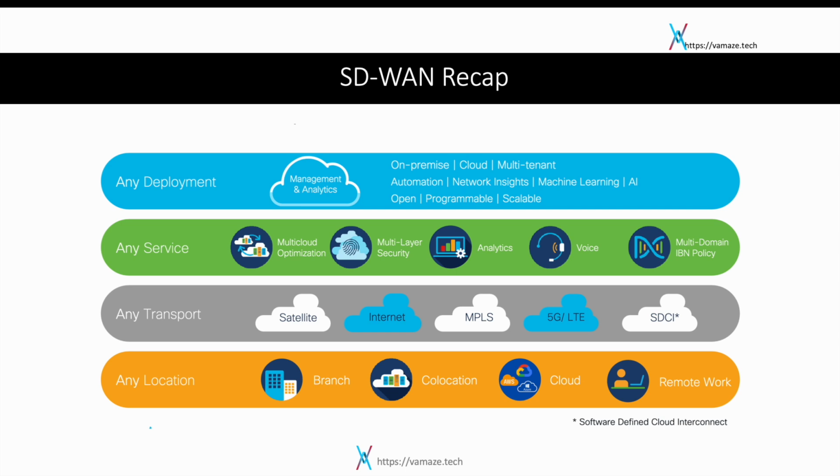SD-WAN supports any kind of deployment, whether it's on-premise, cloud, or multi-tenant. And it supports any service like multi-cloud optimization, multi-layer security, analytics, voice, and multi-domain IBN policy. It works as a software overlay over different kinds of transport types such as satellite, internet, MPLS, 5G, LTE, etc. And it supports any kind of location, whether it's a branch, co-location, cloud, or remote work.